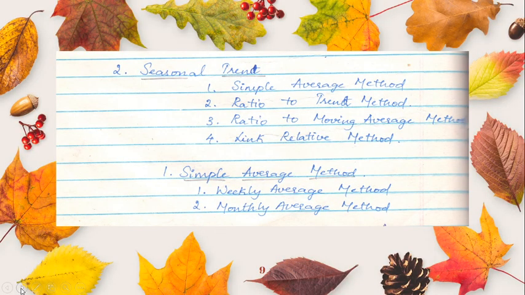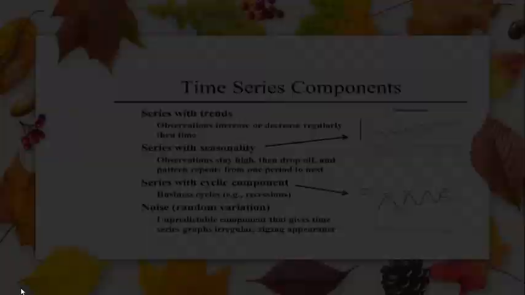the method of least squares. The seasonal trend, we have the simple average method, ratio to trend method, ratio to moving average method and the link relative method. So under our seasonal trend: simple average method, ratio to trend method, ratio to moving average method and the link relative method. The simple average method can have a weekly average or a monthly average.